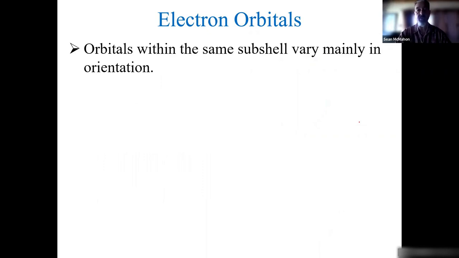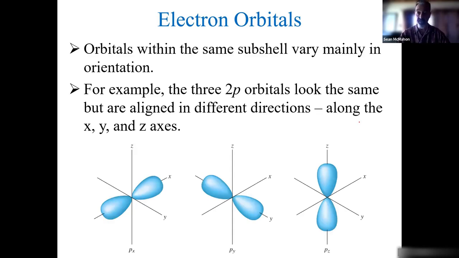So with electron orbitals, orbitals with the same subshell vary mainly in the orientation around an x, y, and z axis. So here's an example of the 3 2p orbitals that we talked about. So remember, energy level 1 has 1 sublevel. Energy level 2 has 2 sublevels. Energy level 3 has 3 sublevels. Energy level 4 has 4 sublevels. In energy level 1, the 1 sublevel is s. In energy level 2, the 2 sublevels are s and p.